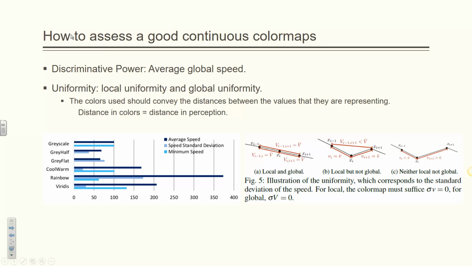And the second key attribute they try to quantify is the uniformity, which is whether the space among colors is equally distributed. Another paper mentioned uniformity as the colors used should convey the distance between the values that they are presenting, which means the distance in color should be equal to the distance in perception.